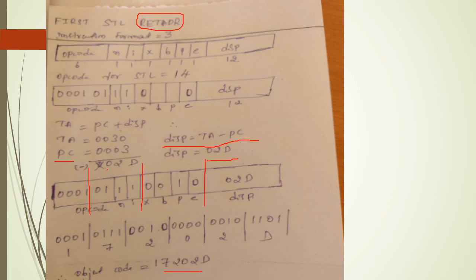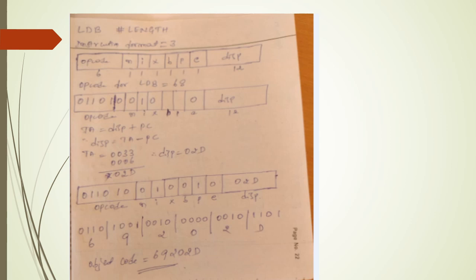So therefore the object code of this is 17202D, that we have seen in the previous slide also, when I displayed the program. So this is how we can calculate the object code. Now let us take the next instruction, LDB #LENGTH.